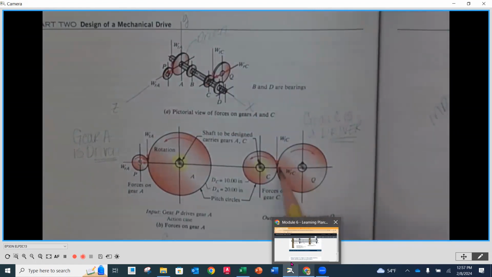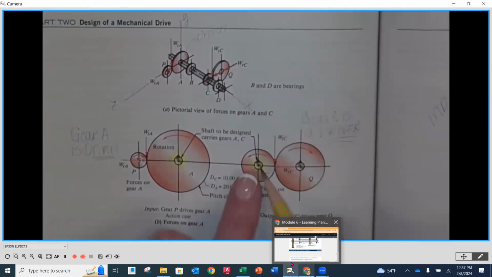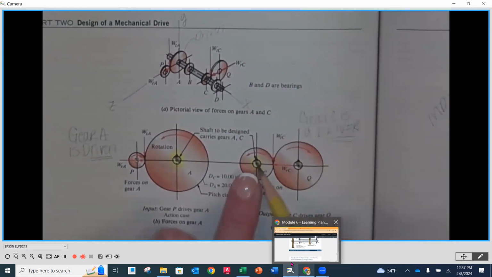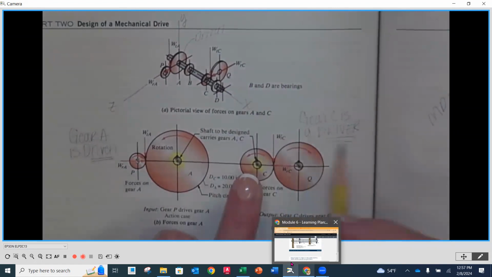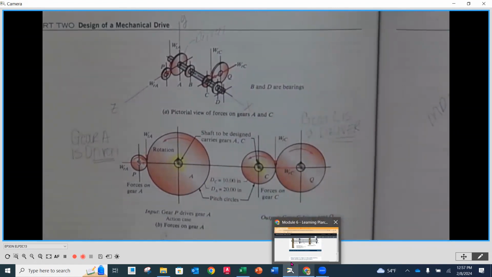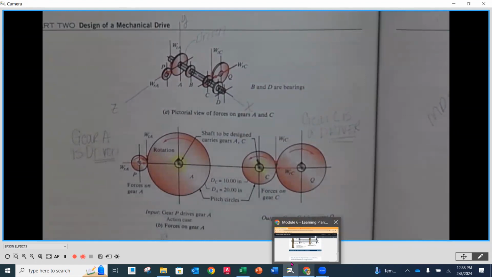Now, its point of engagement, when we look down the shaft, down the x-axis, here's our shaft. On the back side, on the right, is going to be its point of engagement. The radial will go from that point of engagement and point towards the center of the shaft. So in this case, pointing to the left. Okay, that's the WCR, the radial force at C.